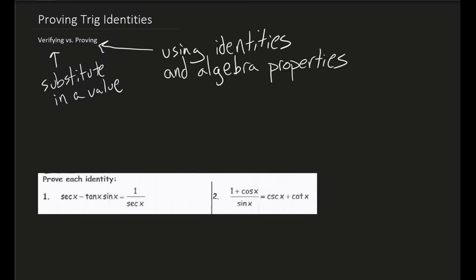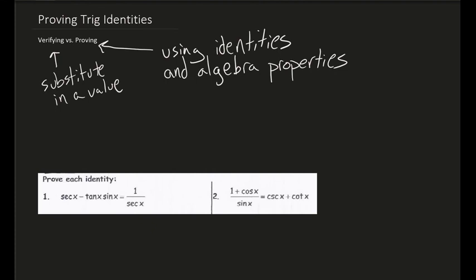Hello, today we're going to be taking a look at the difference between verifying and proving trig identities. Now, we can use this with some of the simpler trig identities that we're going to use frequently, like our half-angle identities, our double-angle identities, Pythagorean identities. But most of these other ones that we're going to look at here are just other identities that we're just going to prove why they work.